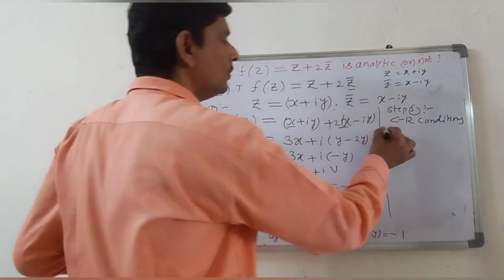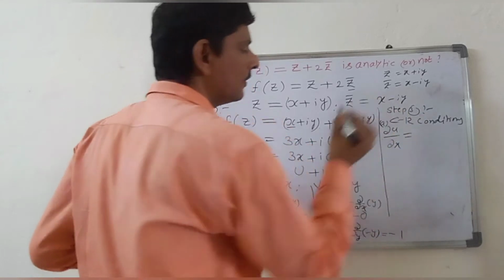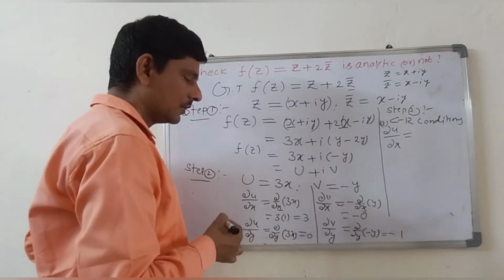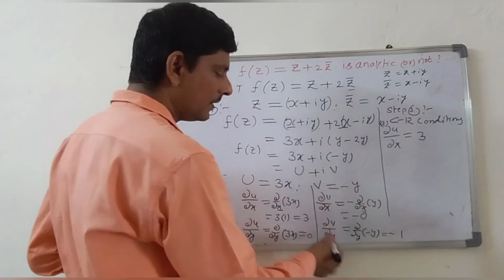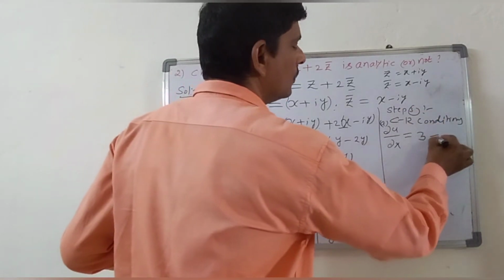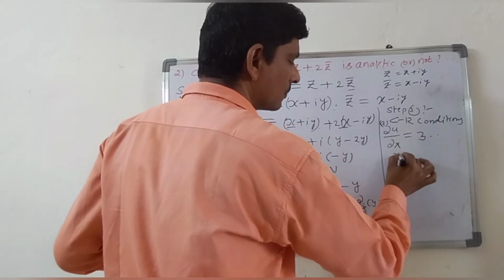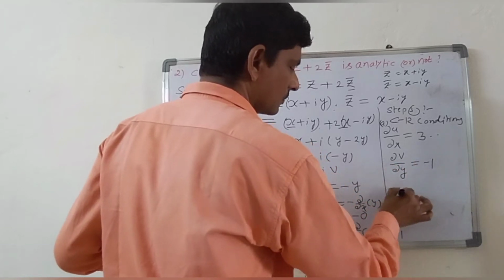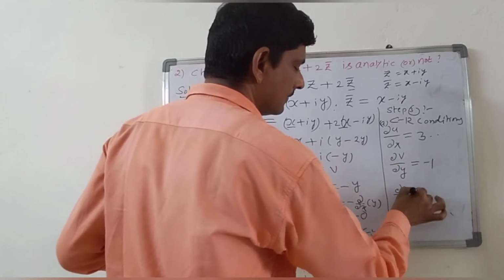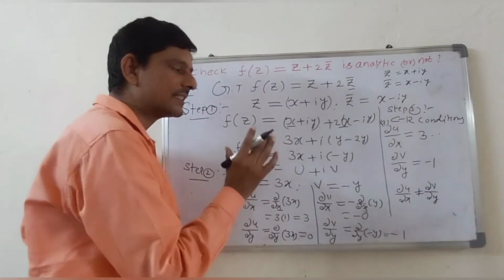Now, the first of the CR conditions is ∂u/∂x equal to ∂v/∂y. What is our ∂u/∂x? 3. But what is ∂v/∂y? Minus 1. So clearly ∂u/∂x is not equal to ∂v/∂y, because ∂u/∂x is equal to 3 and ∂v/∂y is equal to minus 1. So the first condition fails.